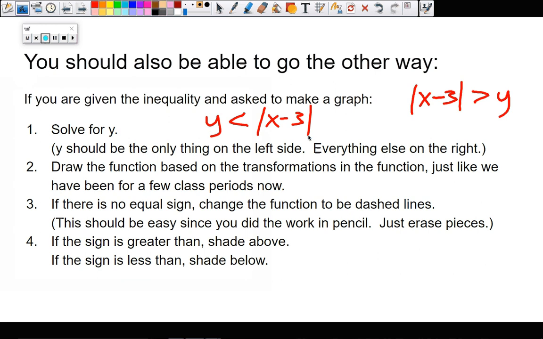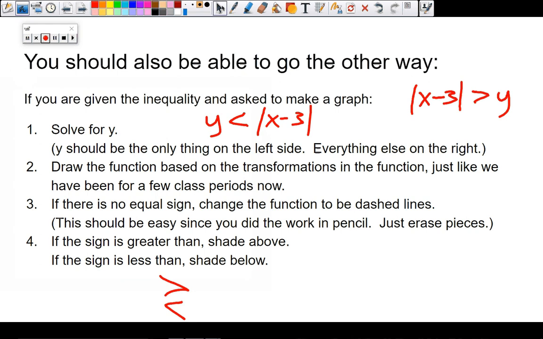And last but not least, Grayson, if the sign is greater than, why do we shade above? Because it's bigger, right? It's above. Nice. And if it's less than, it's going to be shaded below because it's less than that line. Any questions? Nice job, Jay. Alright, let me assign homework and you can work on homework for the rest of the period.